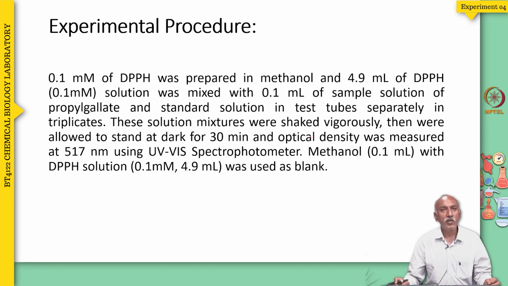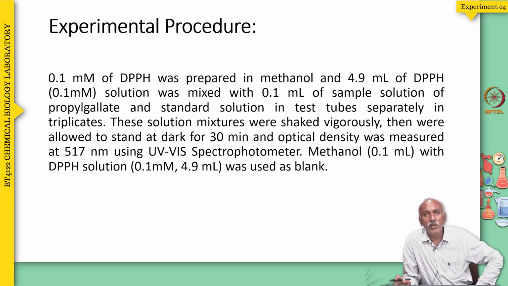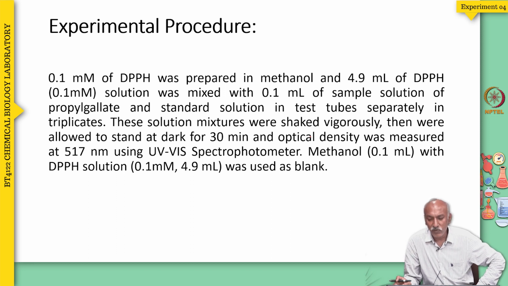The experiment was done with 0.1 millimolar DPPH prepared in methanol, and 4.9 ml of the 0.1 millimolar DPPH solution was mixed with 0.1 ml of sample solution, the propyl gallate, and with the standard solution separately, and in triplicates always, because you do not want to have error in the measurement. So it is done in triplicate, or even quadruplicate you can do. The solution was shaken vigorously and then allowed to stand in the dark, because of the radical, so that you do not have any background reaction by the light.